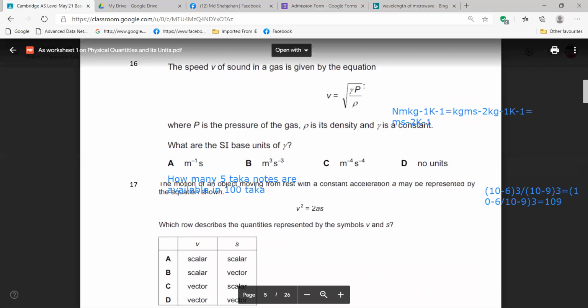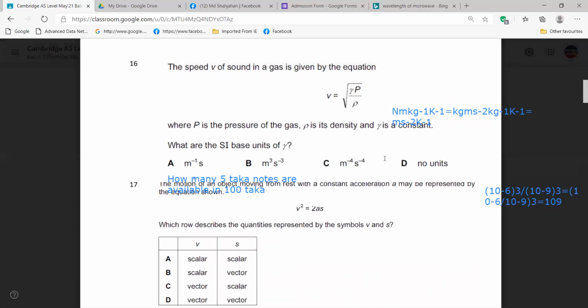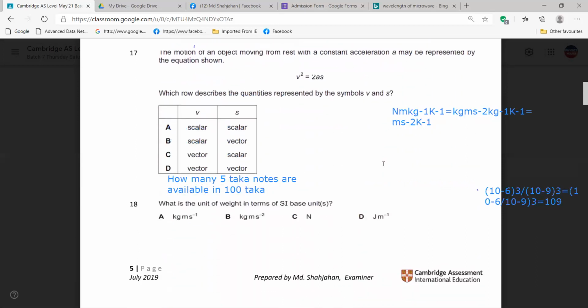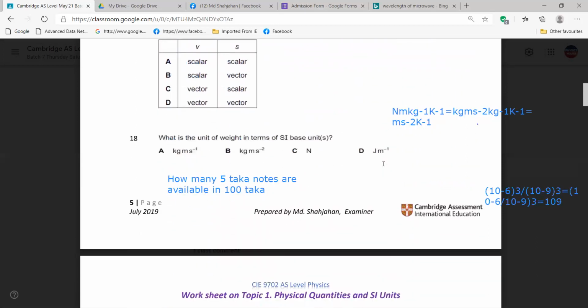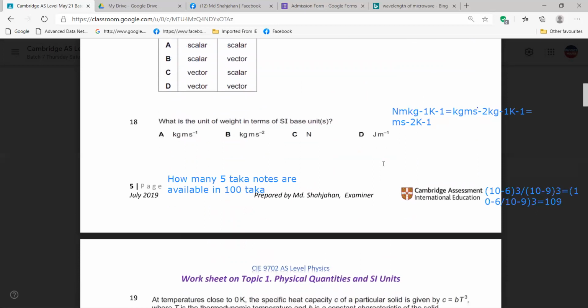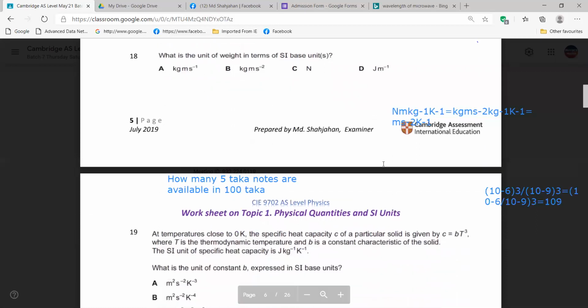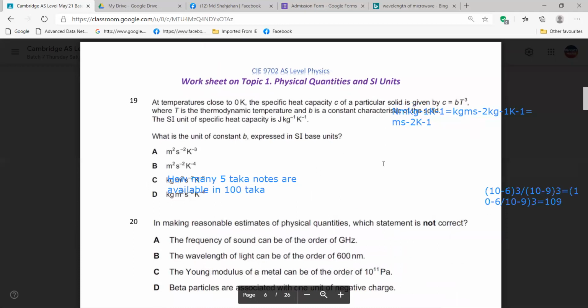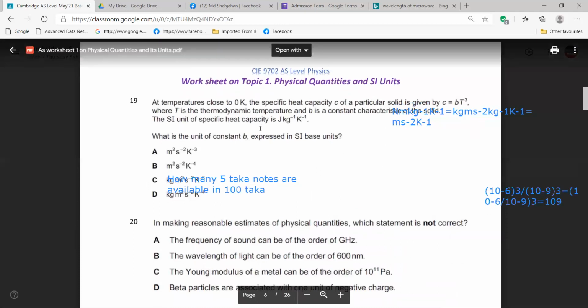Then this one is also base unit. You just make square both sides, then you make gamma the subject. Then you find the density. All the values you put in base units, then you can find it. Here is only scalar and vector you have to find. What is the unit of weight? Very easy. You just apply the formula, W equals mg, right? You can find it easily. This one also you can find.